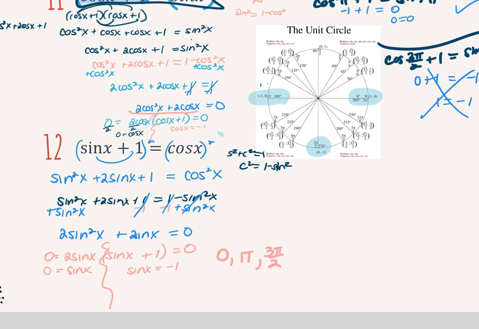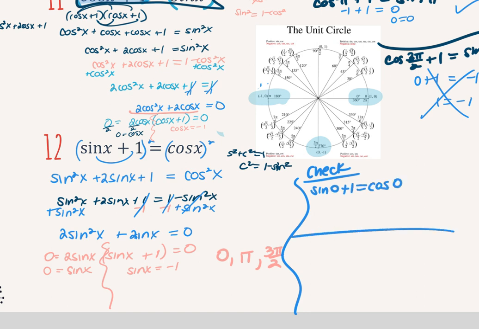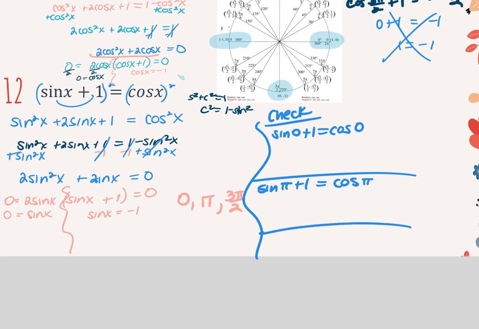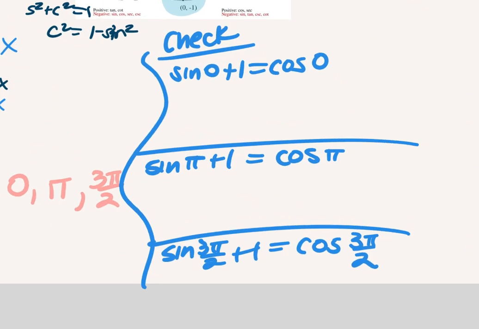And then because we squared both sides of the equation, we have to check them. So sine of 0 plus 1 equals cosine of 0 is the first thing I'm going to check. Then sine of pi plus 1 equals cosine of pi. Then sine of 3 pi over 2 plus 1 equals cosine of 3 pi over 2.